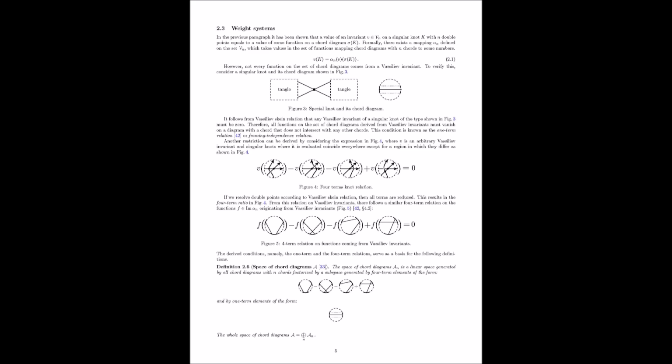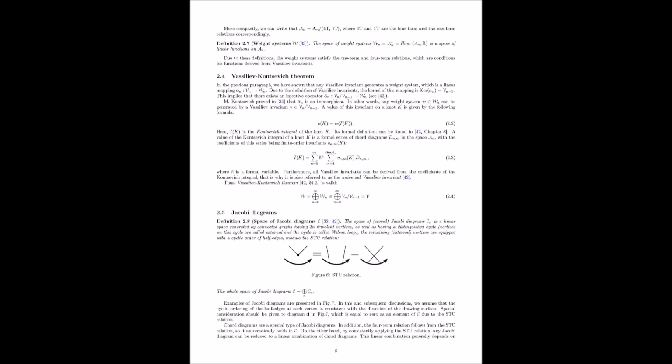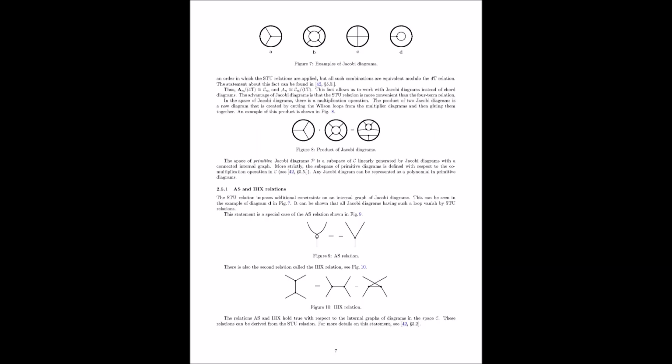Now, let's move on from chord diagrams to their more complex cousins, Jacobi diagrams. They're similar, also graphs, but they have trivalent vertices. That means points where 3 lines meet. So they're like chord diagrams with more branches. So Jacobi diagrams give us even more flexibility to describe knots.